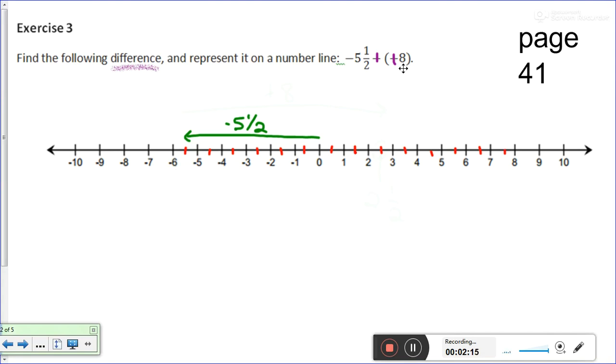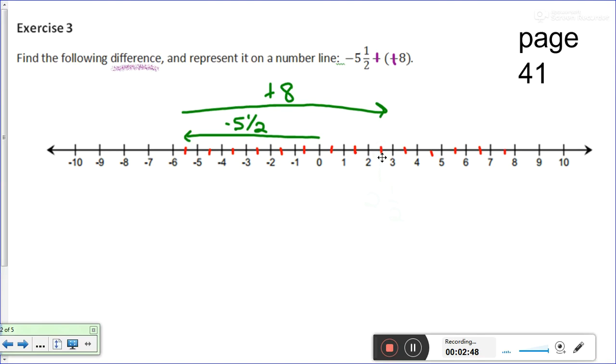Then I'm going to go from there 8 spaces to the right. Not to 8, but 8 spaces to the right. Now keep in mind that I'm at a halfway point, so when I count distance, I need to count it to the next halfway point. So 1, 2, 3, 4, 5, 6, 7, 8. When I draw my line, I want to make sure that I know where I'm going, and then I'm counting super careful.